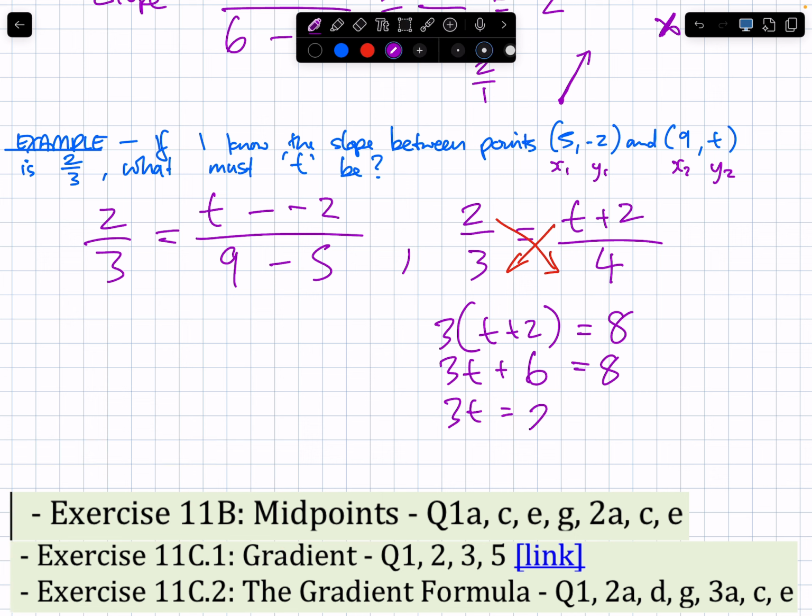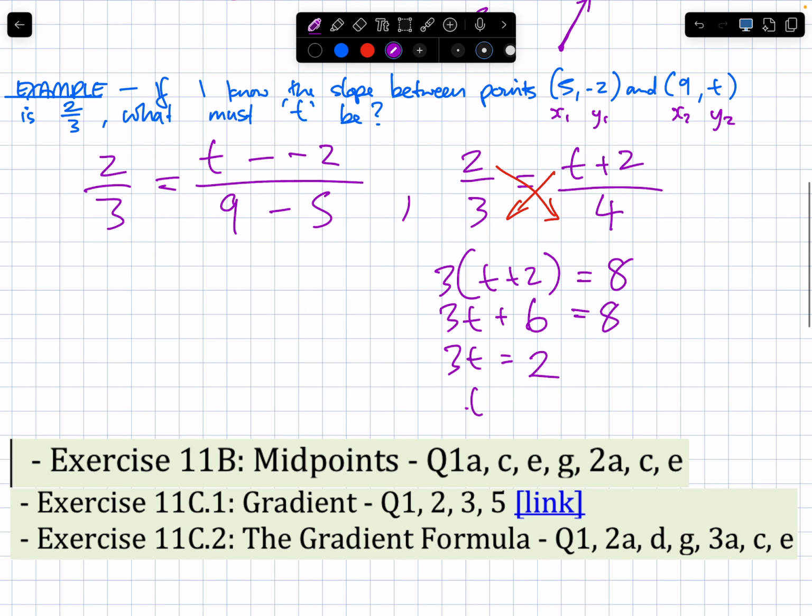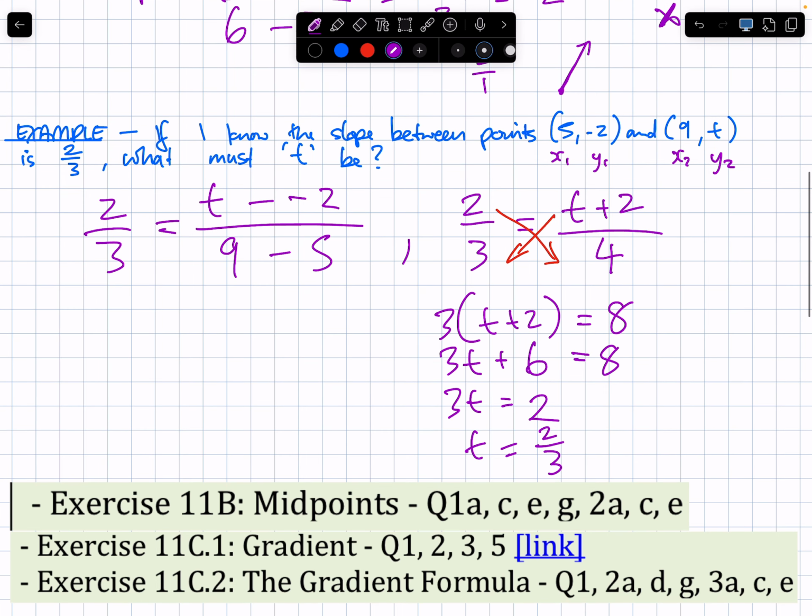2. What's the 3 doing to t? What's the opposite of that? So t is going to be 2 over 3. That's that.